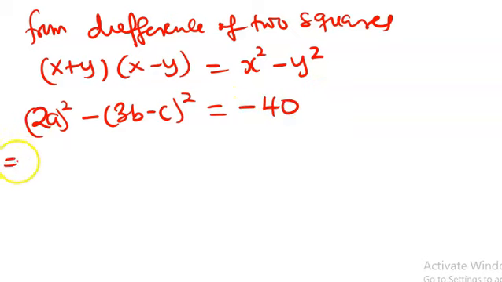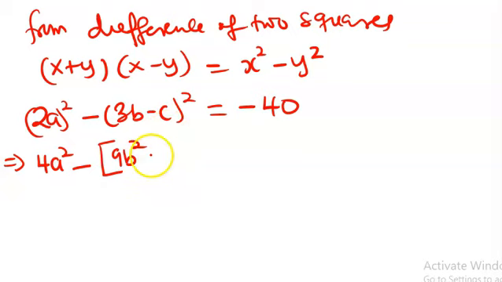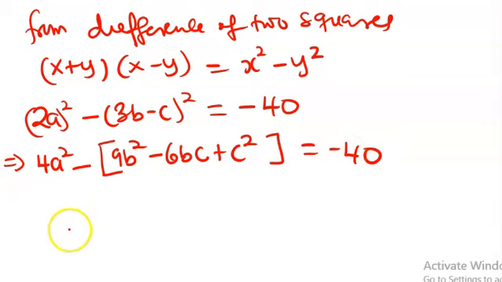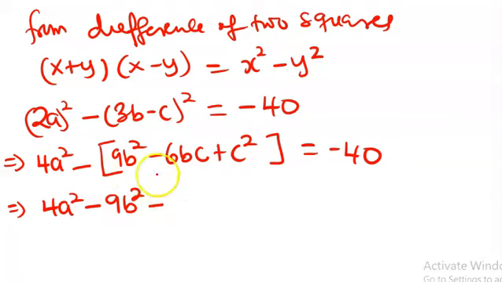Okay, now let's expand. So this is 4a squared minus, okay, let's expand this one first. Square this one, 9b squared, 2 times 3b, that will be times c, so minus 6bc, then plus c squared, then we bring your bracket, which is equal to minus 40. Okay, so 4a squared, let's open the bracket, minus 9b squared minus, then this one will be plus 6bc, then this one will be minus c squared is equal to minus 40.